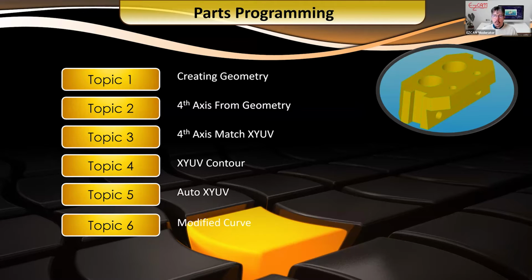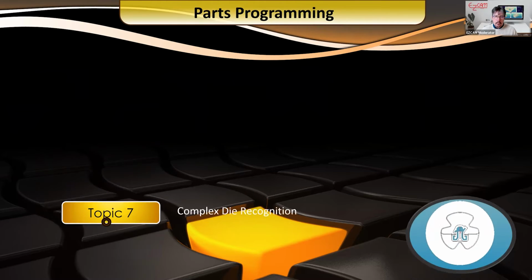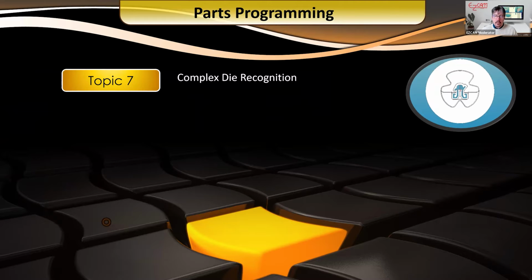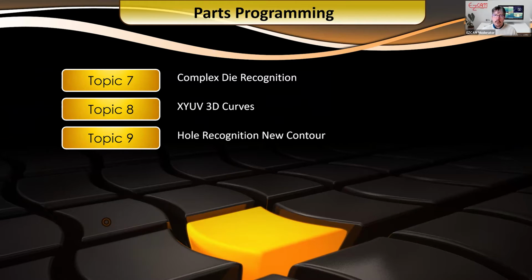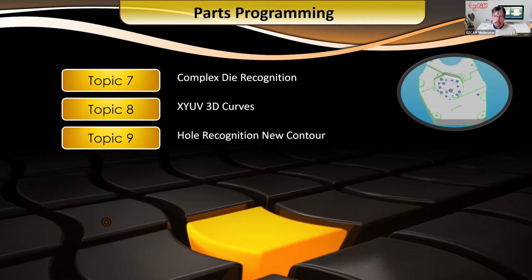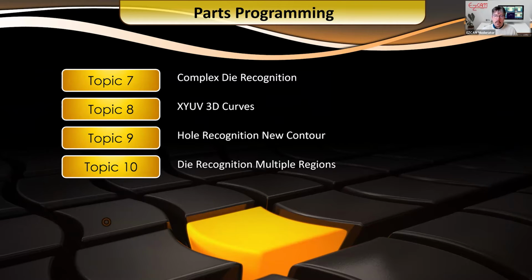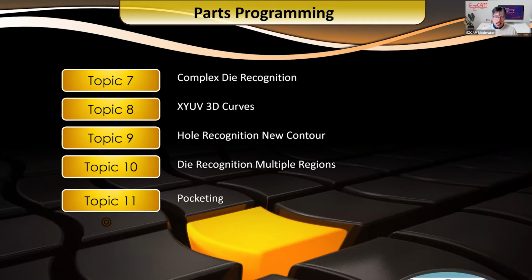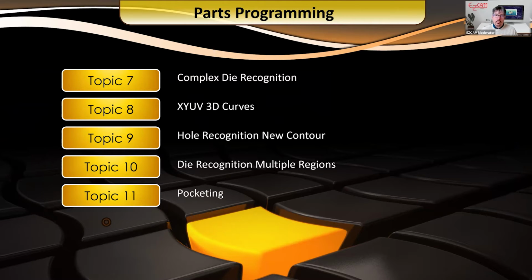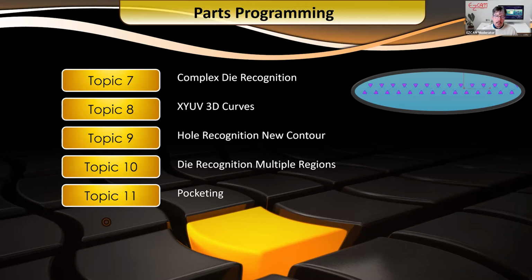Modify a curve. So when the model's a little complex, you have some undercuts. I'm going to show you how to modify a path so you can get the correct wire path. Complex die recognition will be included. 3D curves, those can be very challenging for other CAM systems, but we handle it quite well. Hole recognition using a new contour. Die recognition of multiple regions. You'll see how fast we can create dies. And finally, we're going to show you the different strategies for pocketing.